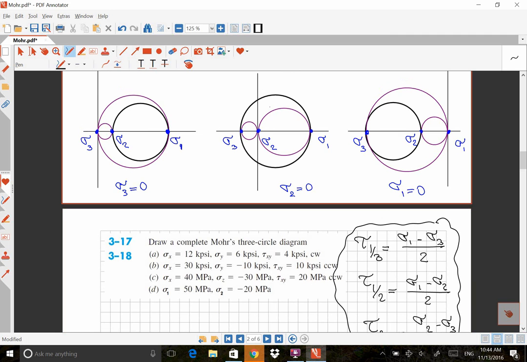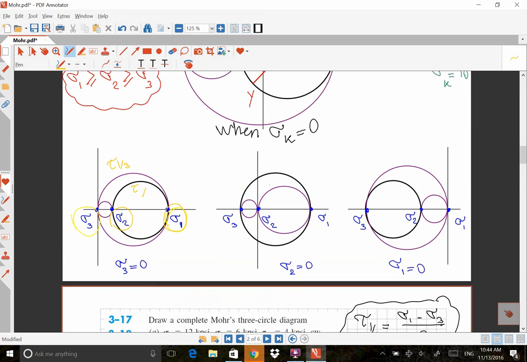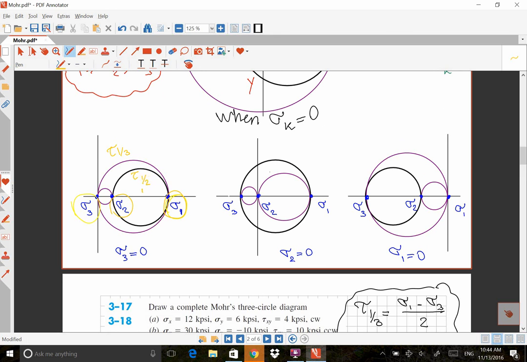If I come to these circles, the biggest one here, you see we have stress. Let me change the color here. I have shear stress 1 and shear stress 3, so this one shows shear stress 1 with respect to 3. This other circle is between 1 and 2, so it's shear stress 1 with respect to 2. And this one is between 2 and 3, so that's shear stress 2 with respect to 3. Here again, this is between 1 and 3, so that's 1 with respect to 3.